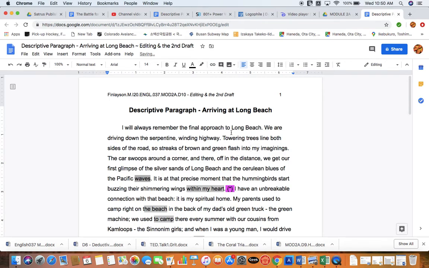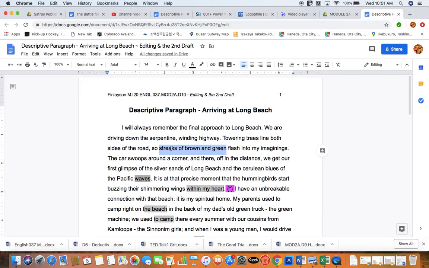Okay, so I've changed it here. Towering trees line both sides of the road, so streaks of brown and green flash into my imaginings. I like that better. I've put the trees into the subject position, which I like, and also I've changed this into a, what type of sentence is this? Actually, right now it is a compound sentence, but yeah, and that's fine because the streaks of brown and green are the subject. So we do have a subject here.